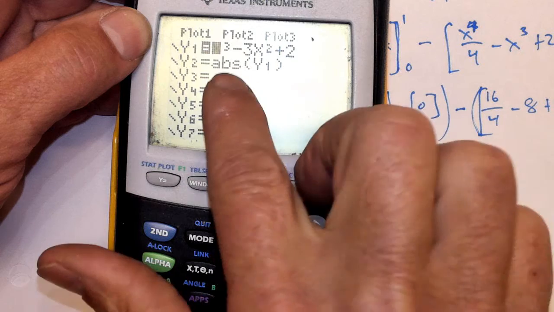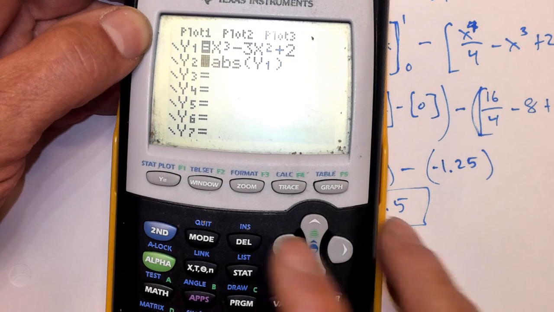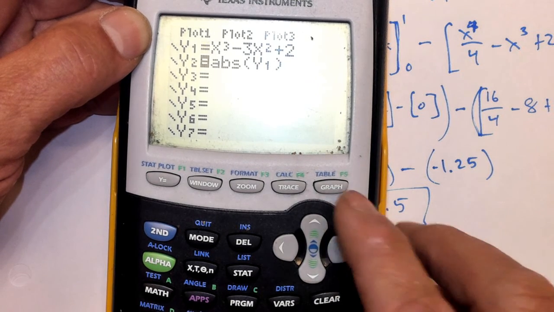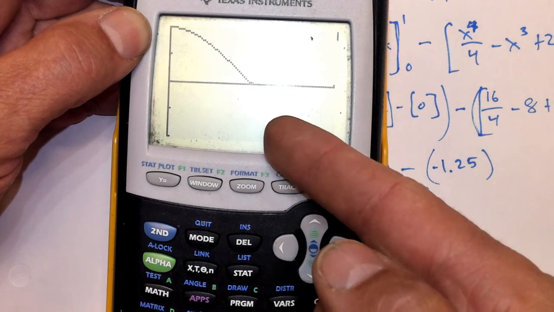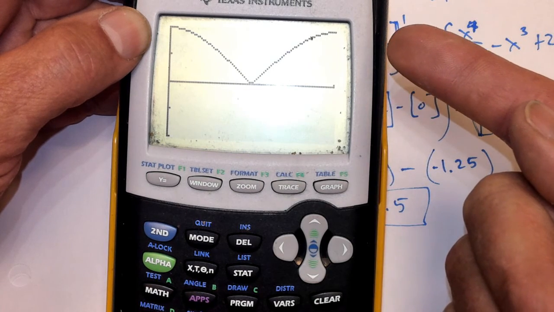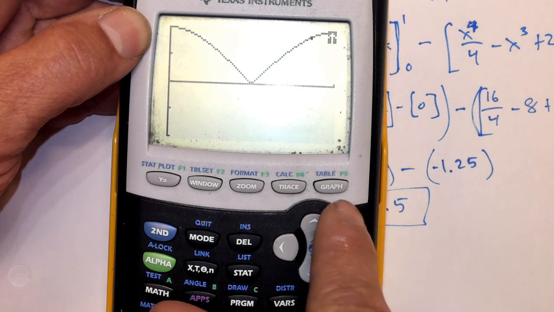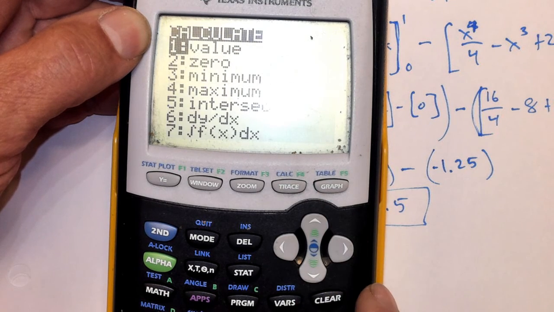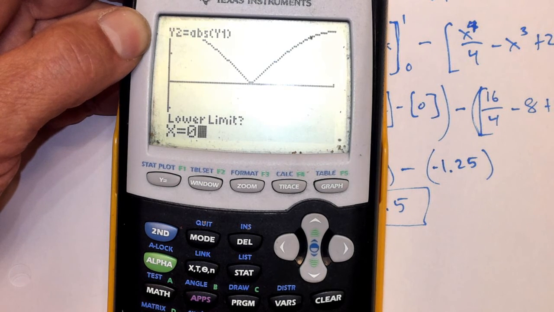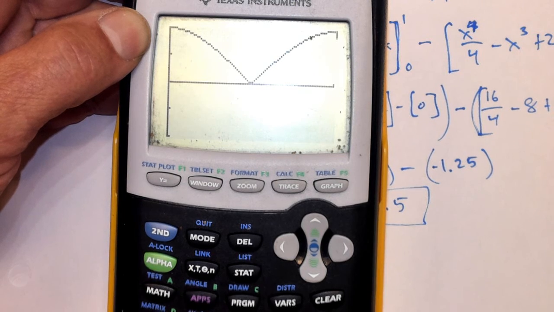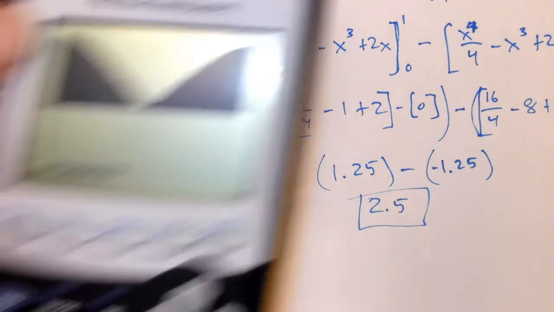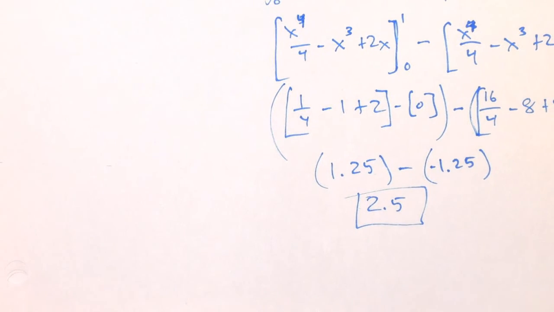So I set this up in line 2, I did the absolute value of y1. And I'm just going to turn that on and turn this one off. And I'm going to graph this and see what happens when it hits there. Oh, it counts that side as positive. So now I'm going to calculate the integral, that's 7, from 0 to 2. Oh, that's 2.5. Okay, good. All right, we did that right. So there it is on the calculator.